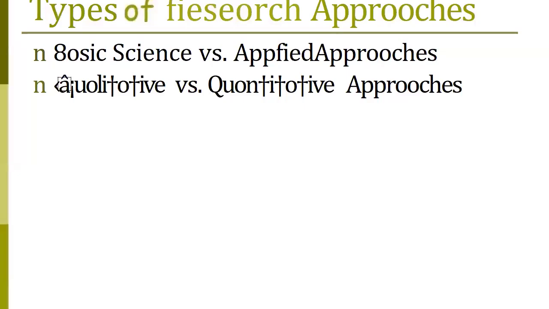Next. So types of research approach: basic science and applied science. So there are 2 parts. One, I have already told you, is the qualitative and quantitative approach. So the type of research approach is quantitative and qualitative approach. Next slide.